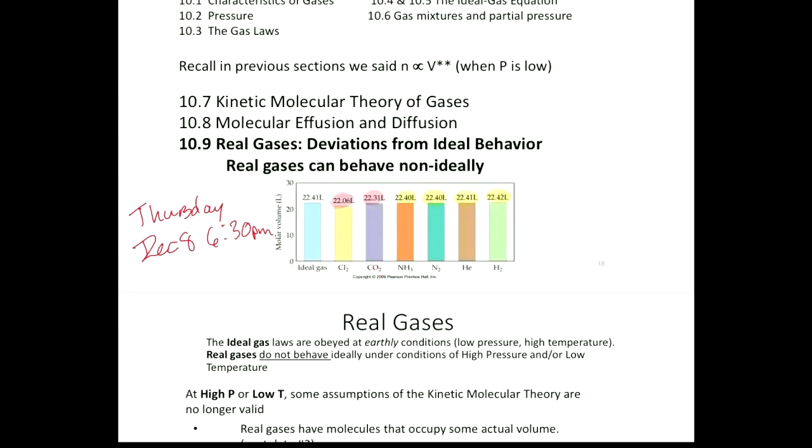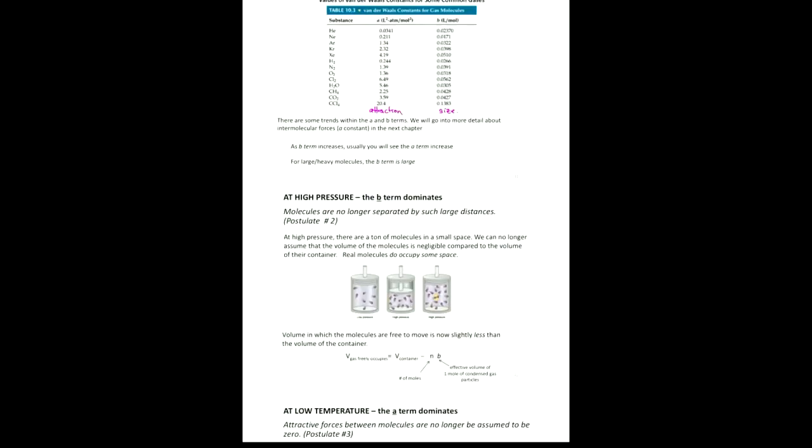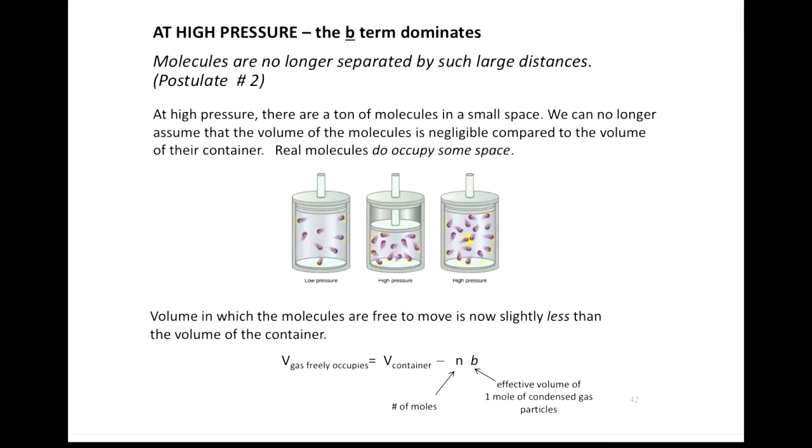Their B terms are quite significant. So we looked into the consequence and the details of each of those terms. So first let's look at B. That B term within our van der Waals equation dominates at high pressures. So if we think about how we can get a sample to exhibit a high pressure, we have to shove a bunch of gas particles in a small space.